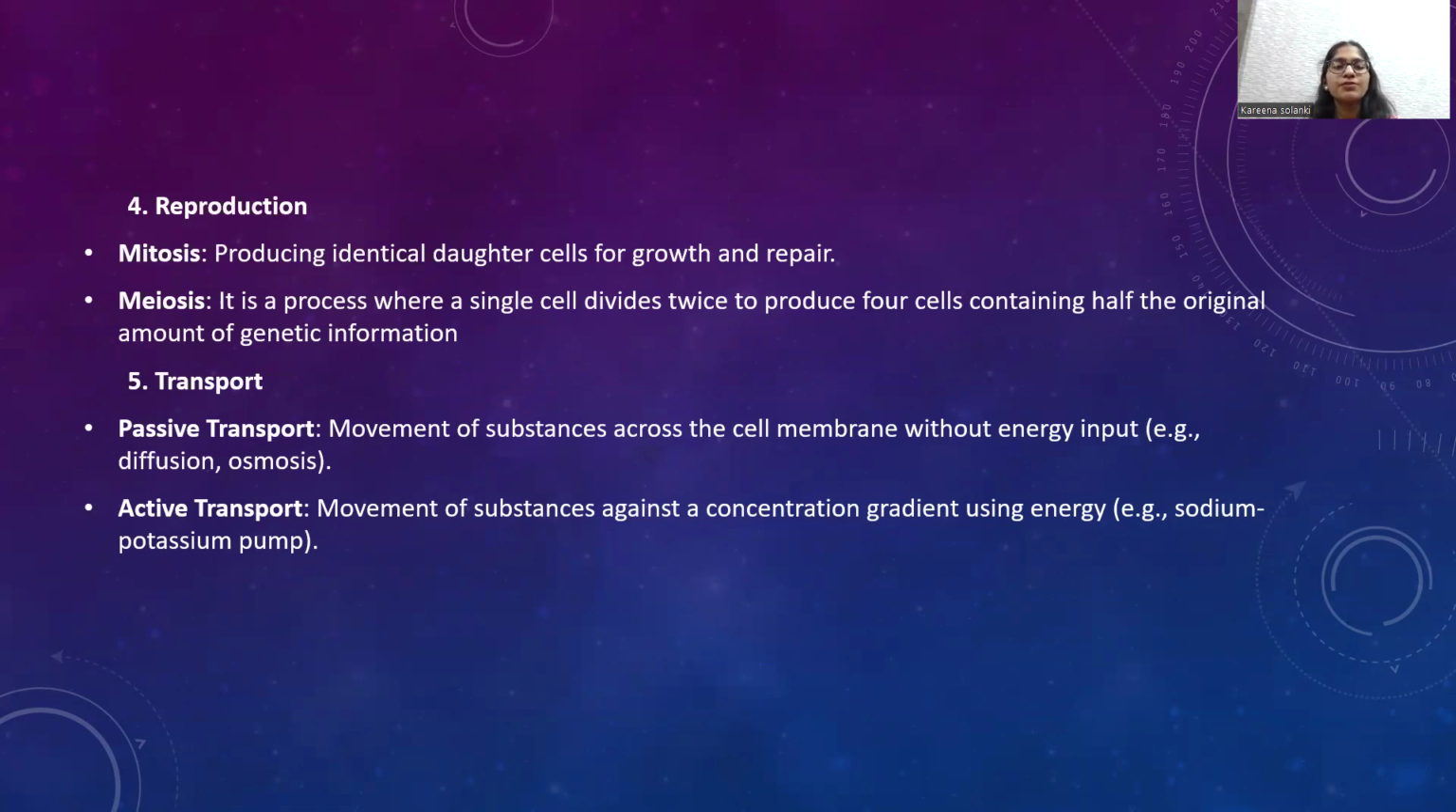Transport. There are two types of transport, passive and active. Passive transport, it is movement of substances across the cell membrane without energy input. For example, diffusion or osmosis. Active transport, it is a movement of substances against a concentration gradient using energy. Example, sodium-potassium pump.